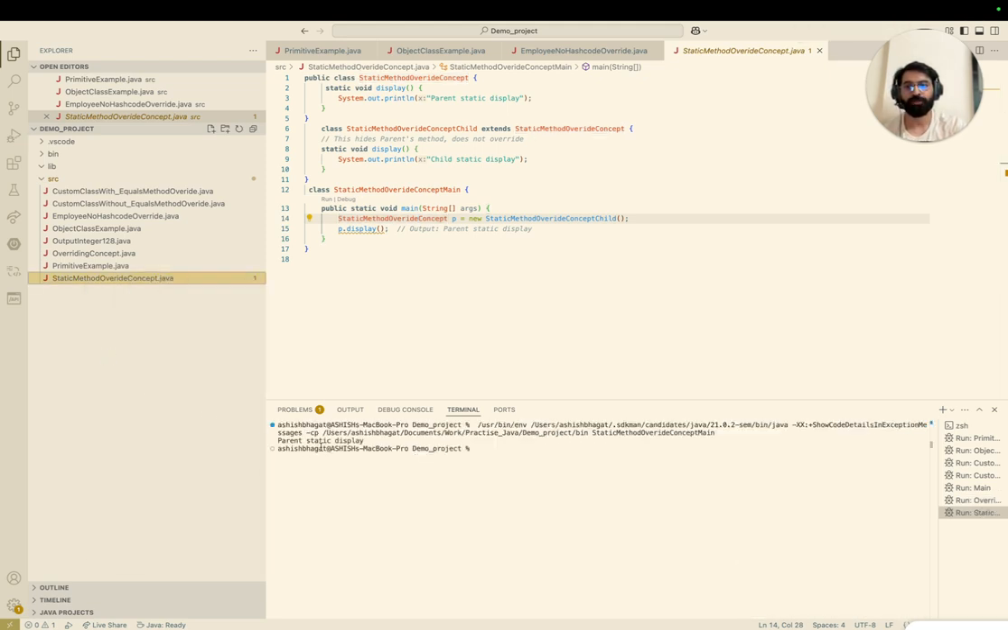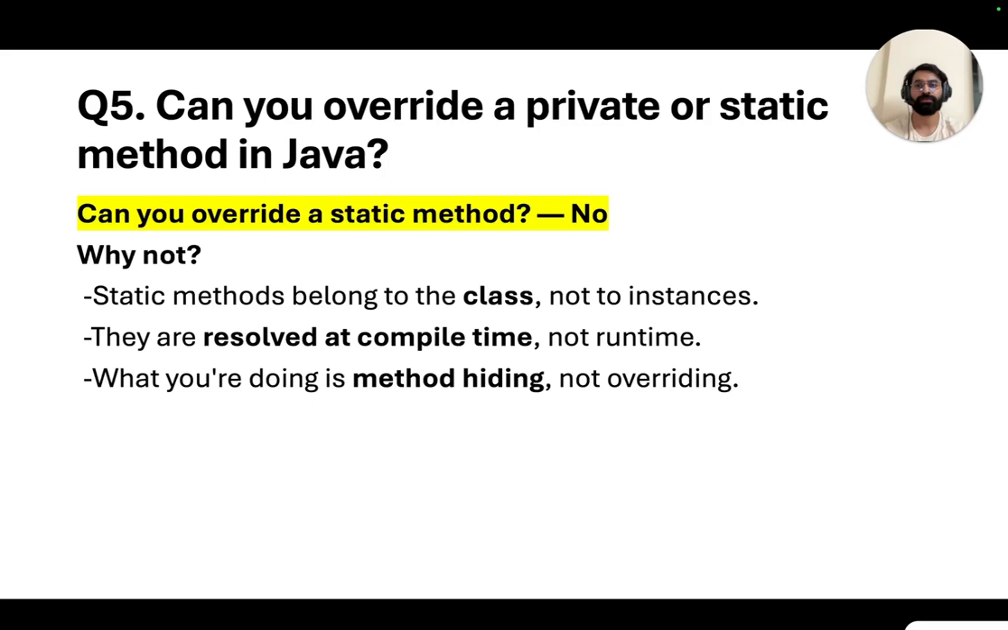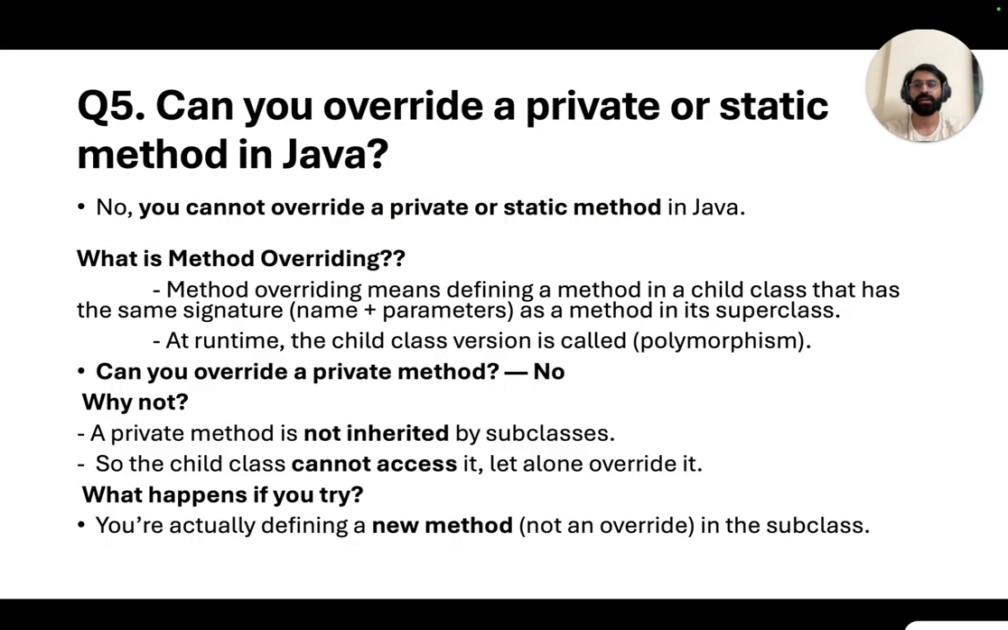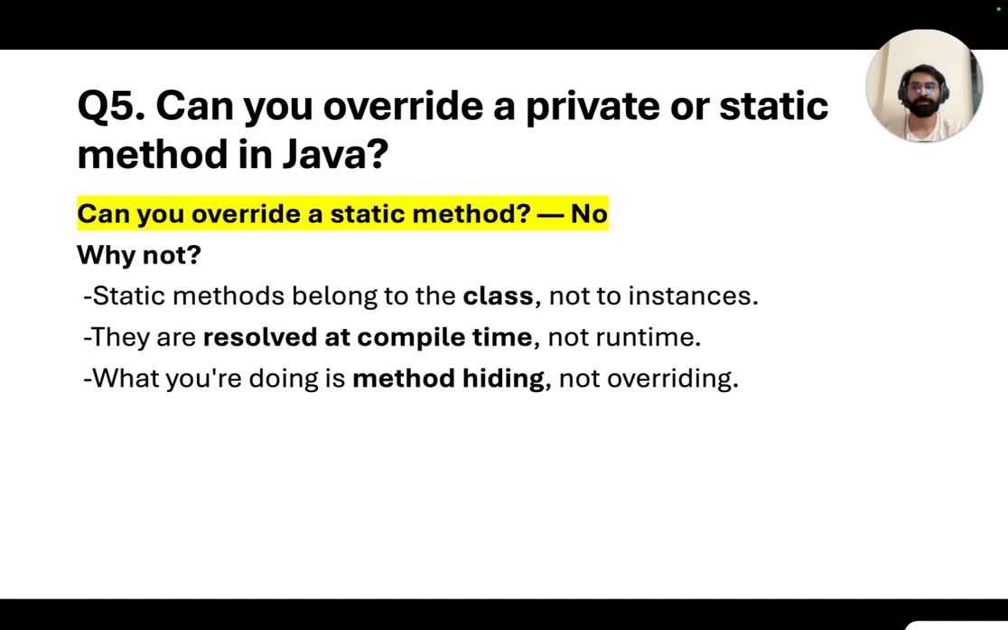So you see we are getting the output as parent static display. It means it invoked the display method of the parent class, not the child class, because the child's method will hide the parent method. It doesn't override it. So I hope you got it. If you try to override the static method, it actually hides the parent method implementation. So we will not be able to override the static method, and also we will not be able to override the private method in a Java class.